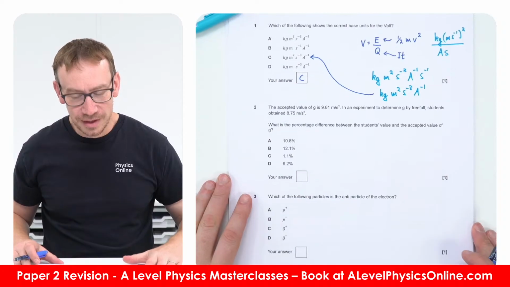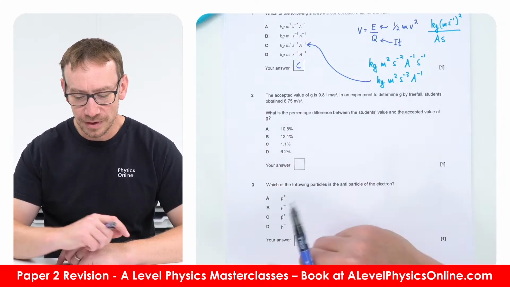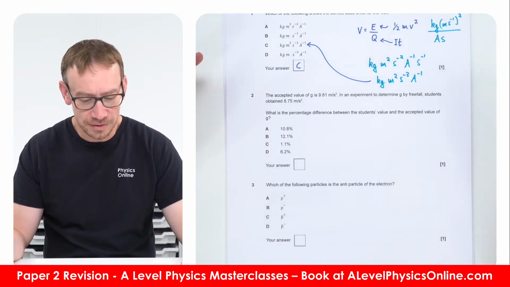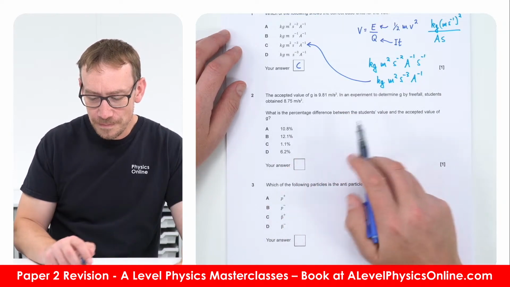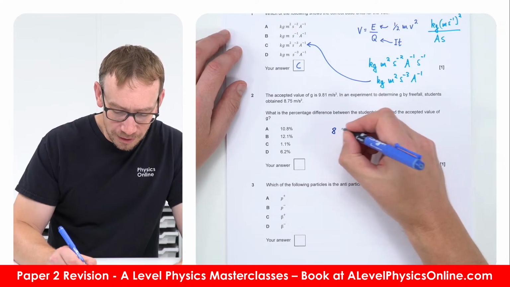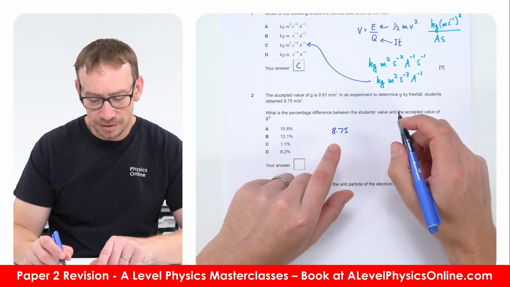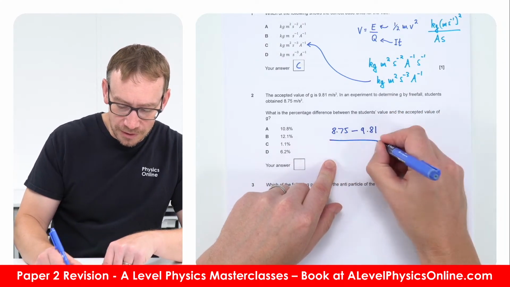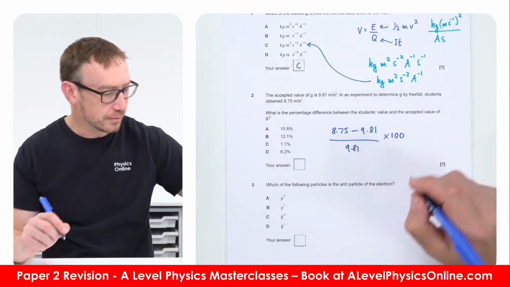Right, the next one, we've got a question about the percentage difference between the student's value and the accepted value. So this one here often comes up when we're looking at the acceleration due to freefall. So basically, that's the true value, the accepted value, and their experimental value is 8.75. So my approach would be looking at the difference between these two things. So I'm going to have a look at the experimental value, take away the accepted value, divided by the accepted value, and then we're going to multiply that by 100.